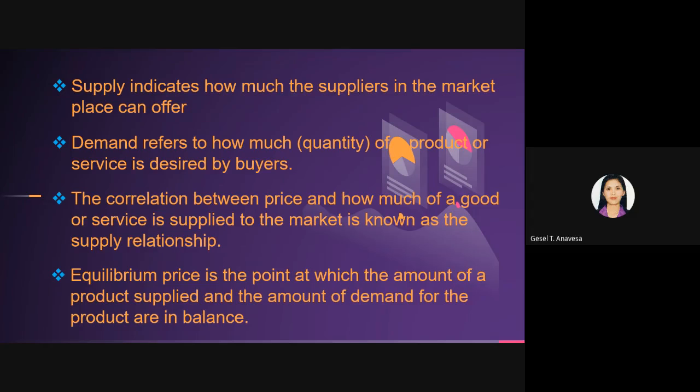Equilibrium price is the point at which the amount of a product supplied and the amount of demand for the product are in balance. So for a food service operator, the business has some ability to increase or decrease supply in order to adapt to the demand. So supply in a sit-down restaurant is calculated by multiplying the number of seats in the restaurant by the hours of seat availability. For example, in a cafe with 20 seats, which is open for 12 hours per day, it has a total available seat supply of 240 seat hours. So the manager can increase or decrease the number of hours that the restaurant is open to satisfy demand.